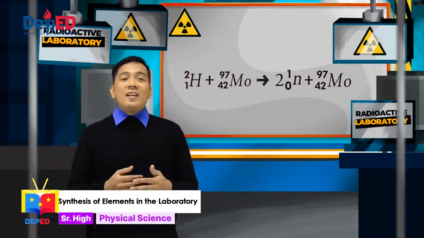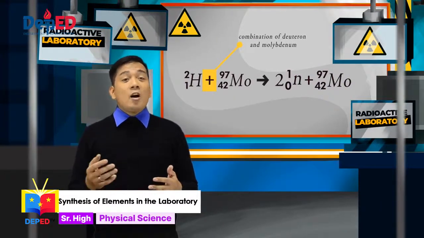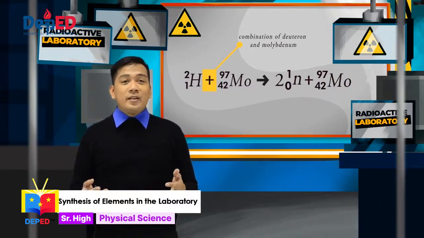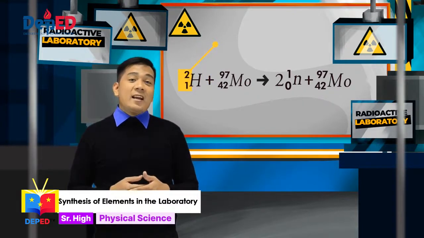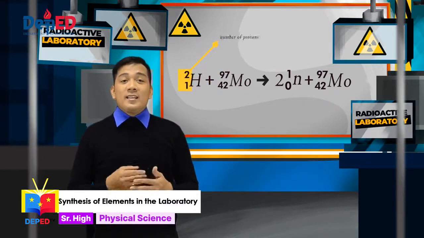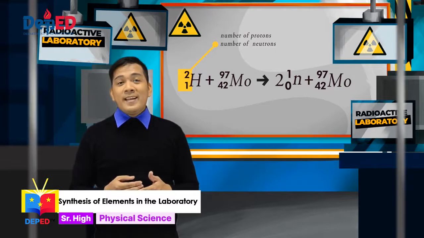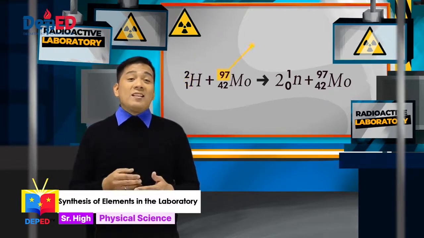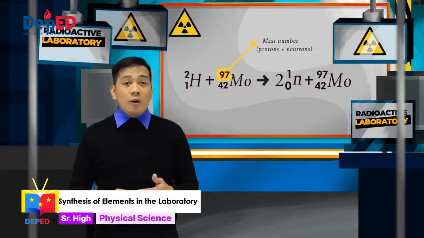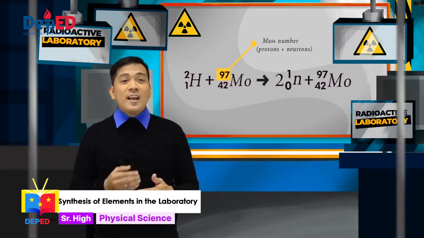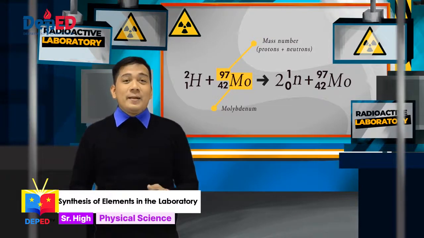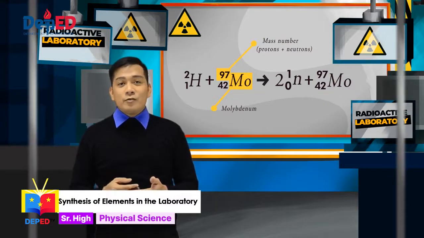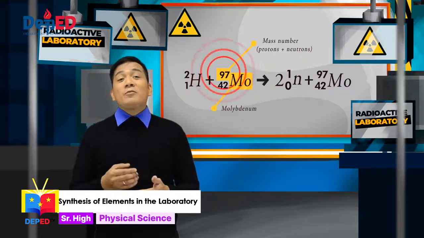The addition sign here indicates that the process involves the combination of deuteron and molybdenum. The numbers on the side can tell us three things. It can tell us the number of protons, the number of neutrons, and the mass number. The number at the top represents the mass number, or the total number of protons and neutrons in the element. Molybdenum here has a mass number of 97. This means that if you count all the protons and all the neutrons in this atom, you will count 97.